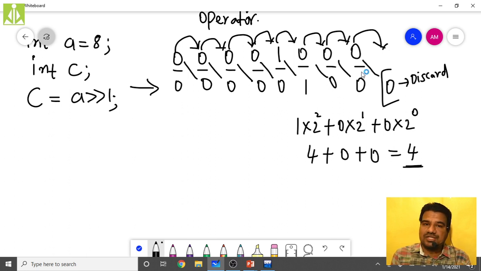In bitwise left shift operation, the actual operand value will be multiplied with 2 with each 1 bit left shift. But over here, with each right shift operation, the value will be divided by 2. Hopefully you understood this one.